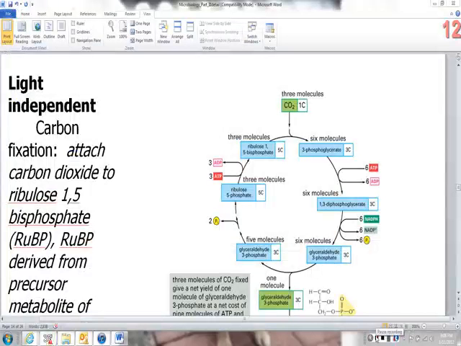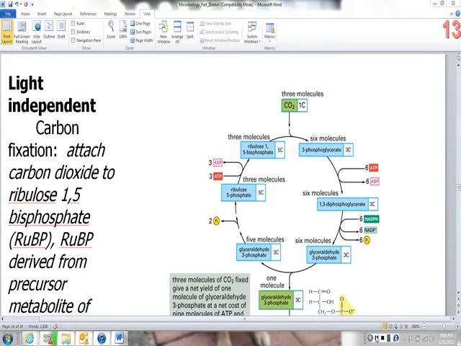In the light-independent reactions, carbon from carbon dioxide is joined to form carbohydrates. In carbon fixation, one carbon from carbon dioxide is attached to ribulose 1,5-bisphosphate, or RUBP, with 5 carbons to make the 3-carbon 3-phosphoglycerate. 3 molecules of RUBP combine with 3 carbon dioxides to yield 6 of the 3-phosphoglycerate.